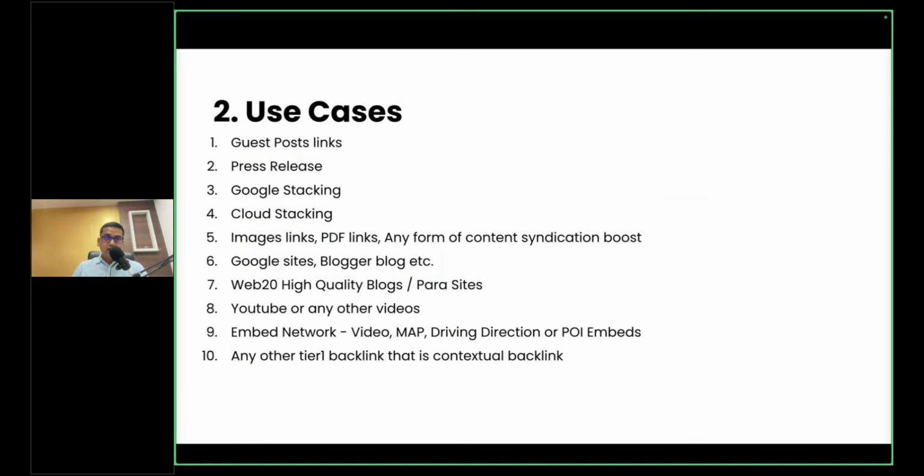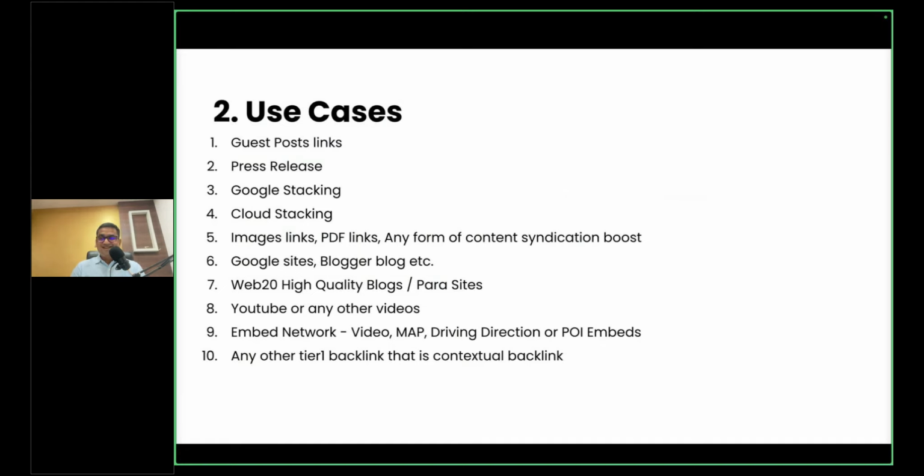So I can boost my guest posts, I can boost my press releases. Whenever you have a press release, you get 200 to 400 backlinks. You can use those backlinks and boost them with Money Robot. You may also be using certain stacking software. There are a lot of Google stacking tools in the market. One of the best ones I use is Ranking Store. There are other options also.